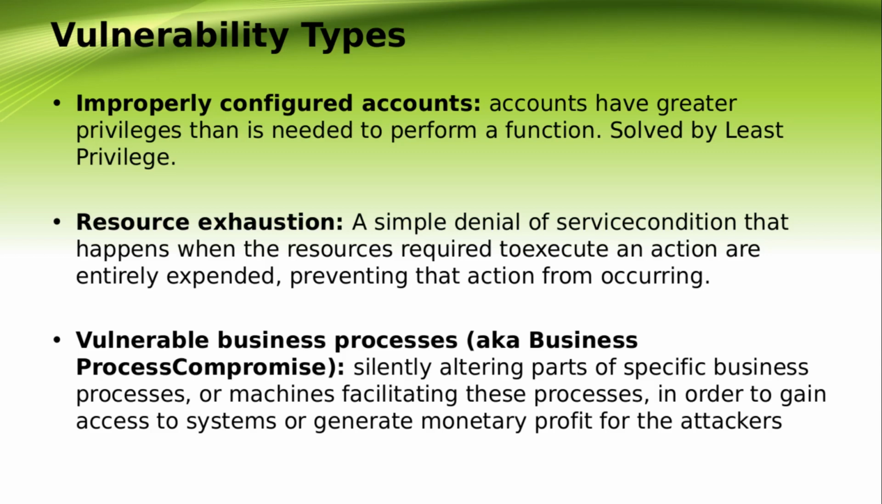File descriptor leaks are another common vector. Most general purpose programming languages require the programmer to explicitly close the descriptors, so even particularly high-level languages allow the program to make such a mistake. The next one is a vulnerable business process, also known as business process compromise: silently altering part of a specific business process, or the machine facilitating these processes, in order to gain access to systems or generate monetary profit for the attacker.